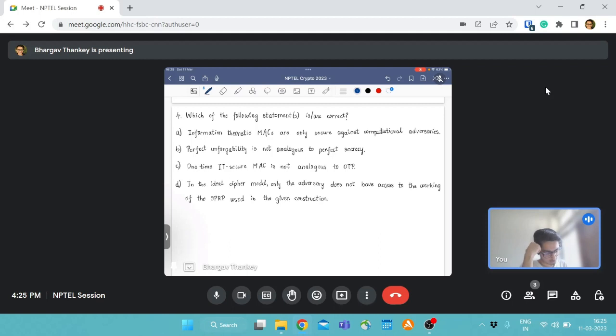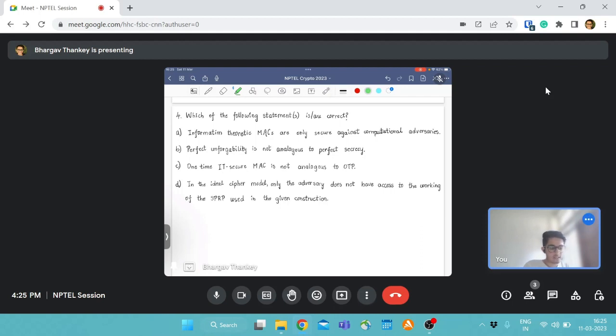Okay, so let's go over this option by option. The first option is, information theoretic MACs are only secure against computational adversaries. Well, this is false because information theoretic MACs are by definition secure against any adversary. So A is false.